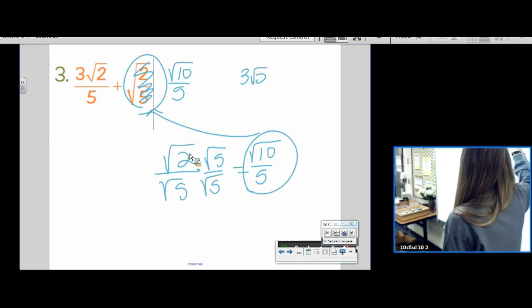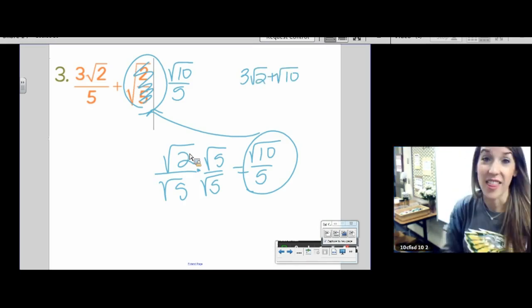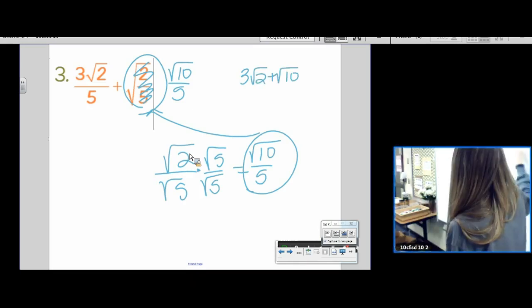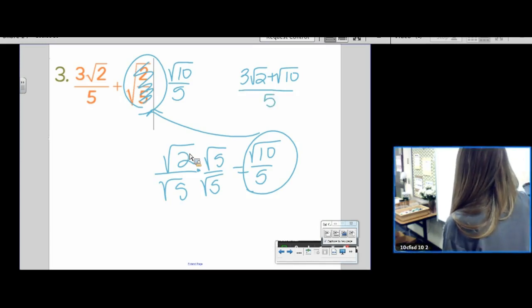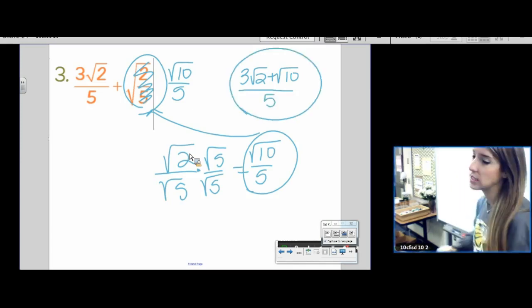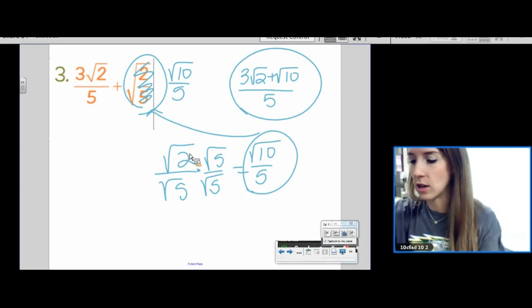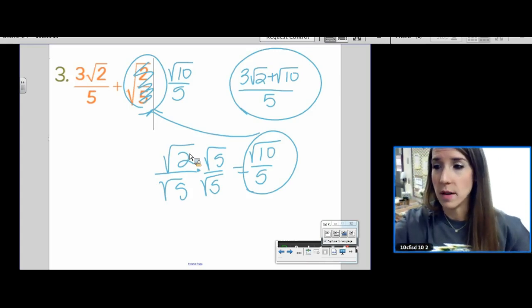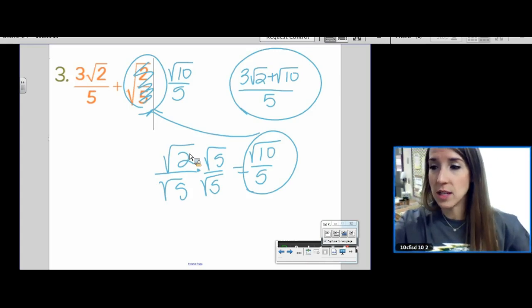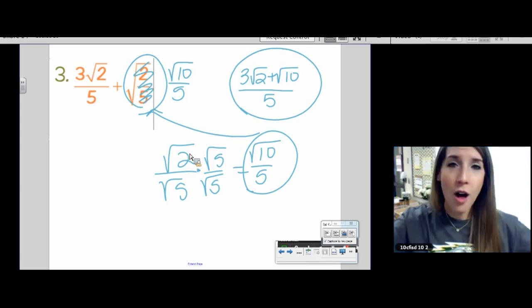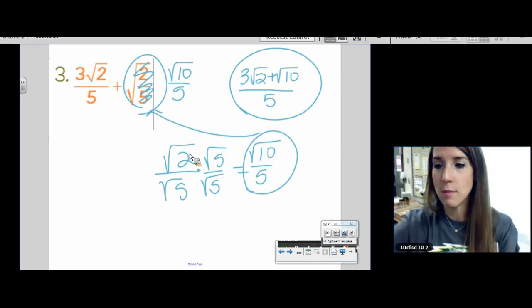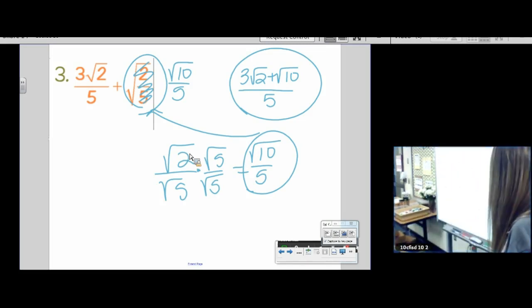So unfortunately, our numerator is just that. And our denominator is, of course, 5. Because when you add 2 fractions together, you don't change the denominator. You keep that common denominator common. So the final answer to number 3 is 3 root 2 plus root 10 all over 5. That's the most simple the answer will get. Yep. All right, checking homework.